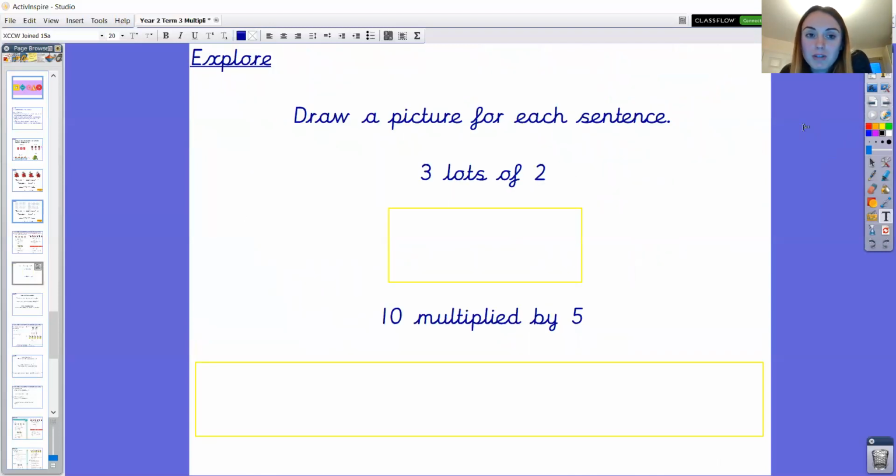So on step 2 explore, it says draw a picture for each sentence. So the first sentence says, you may choose to read with me, 3 lots of 2. 3 lots of 2. So that means 3 equal groups of 2. I wonder if you could pause the video here and have a go at drawing a picture to represent this sentence?